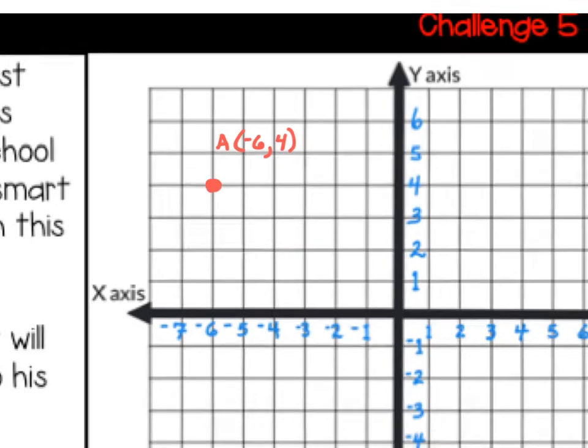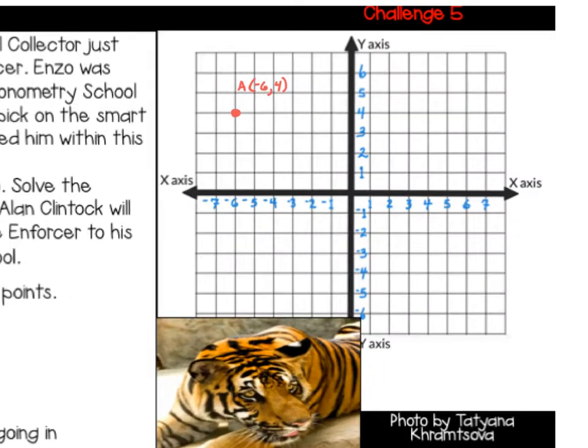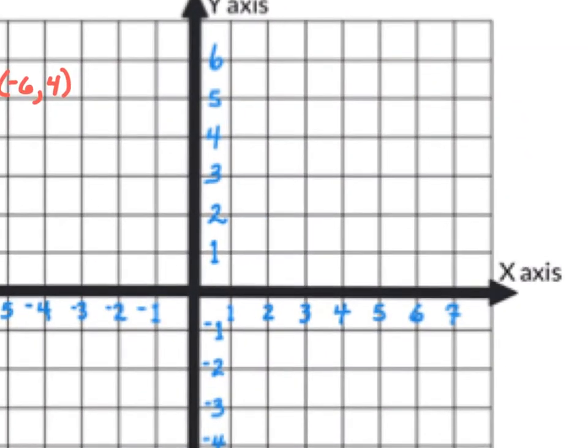All right, let's move on and look at point B. Point B is at 0, 4. So we don't move at all on the x-axis, but we are going to go up 4 and plot our point right there. So let's go ahead and do that right now. So I'm going to come up here, and I'm going to stay on 0 here and just go straight up to 4 and plot that point right there. And we'll make a big old dot right there.